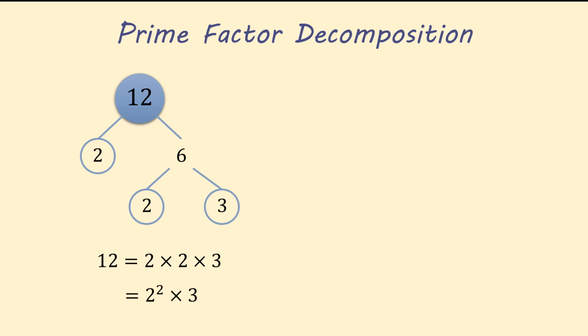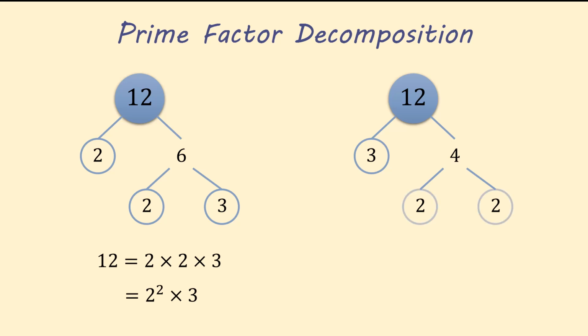There's usually more than one way to perform prime factor decomposition, and whichever way you decide to break down a number, you should end up with the same final answer. We could have written 12 as 3 times 4. Now 3 is prime, which we can circle. 4 is not prime, so we can write this as the product of 2 and 2. These 2's are prime, so circle them. And this gives the same answer.